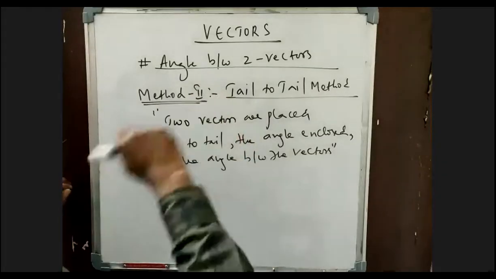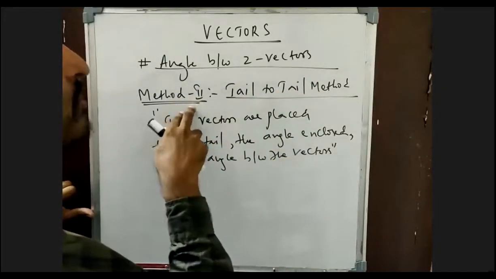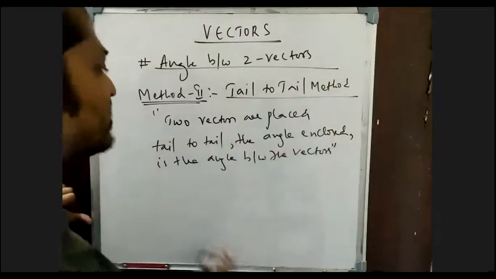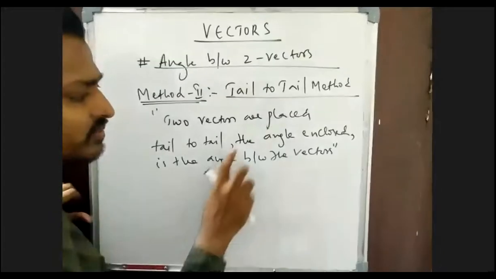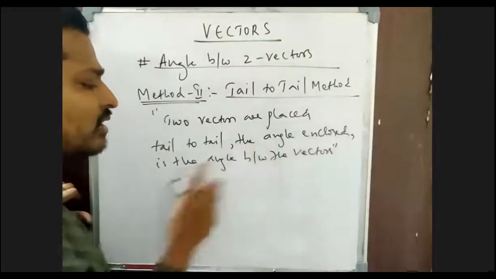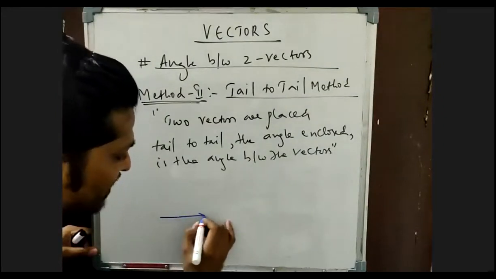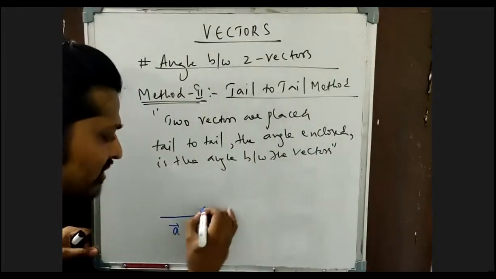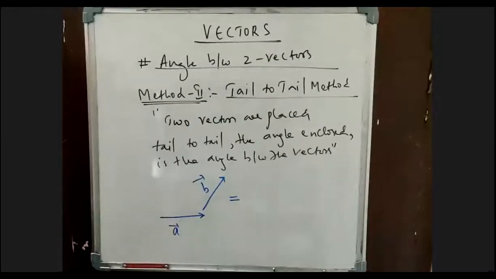So we are talking about the angle between two vectors, method 2. In method 2, I am talking about the tail to tail method. What is the definition? Two vectors are being placed tail to tail. The angle enclosed is the angle between the vectors. Like, say, this is an example. This is vector A bar and this is vector B bar. Now I am trying to take the angle between the two vectors by the tail to tail method.